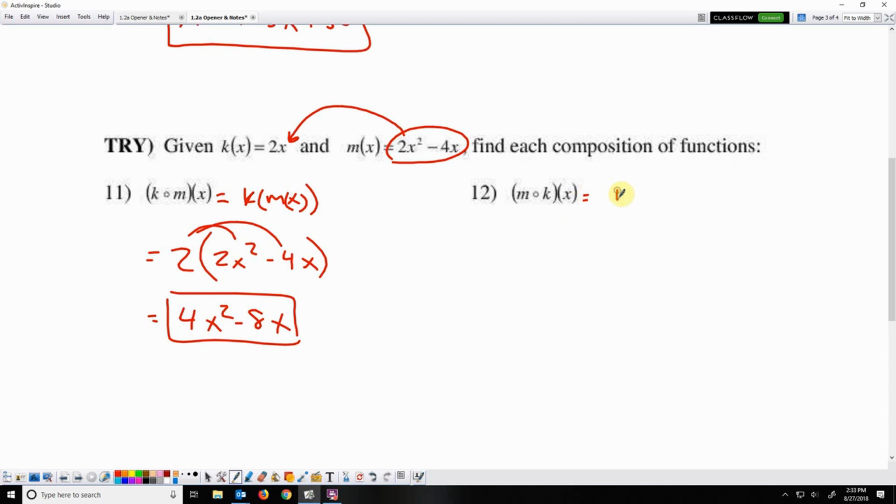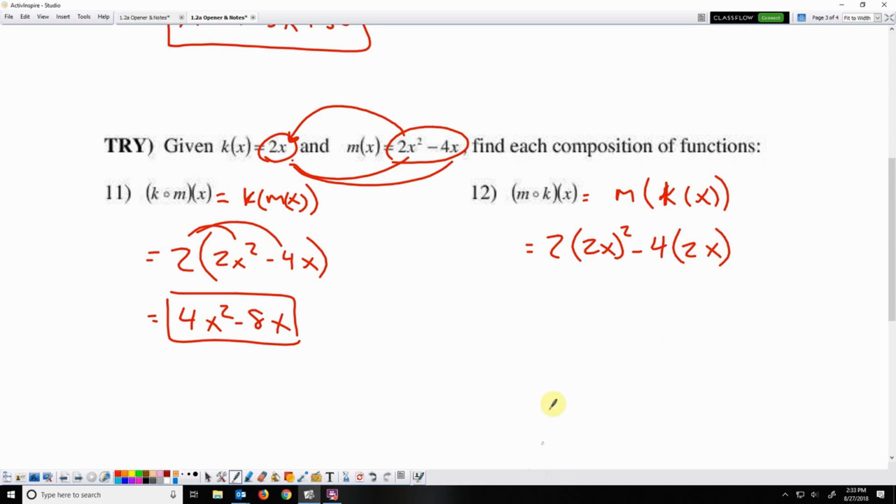And last, m of k of x. That means that k of x is substituted in to m of x. So that's 2, and then the x becomes 2x squared minus 4, and that x becomes 2x. So 2x to the second power is 4x squared. I can multiply these and get 8x. And then 2 times 4x squared is 8x squared.